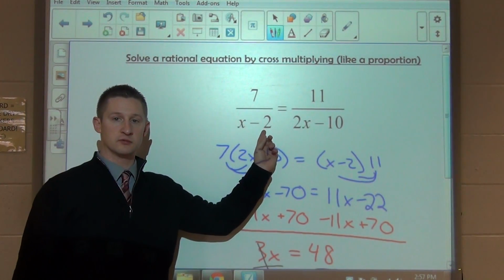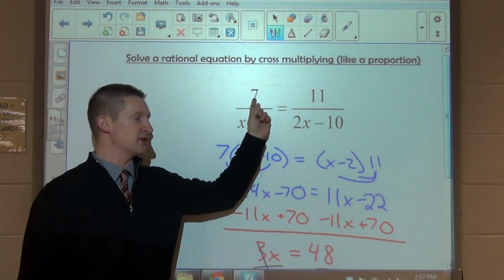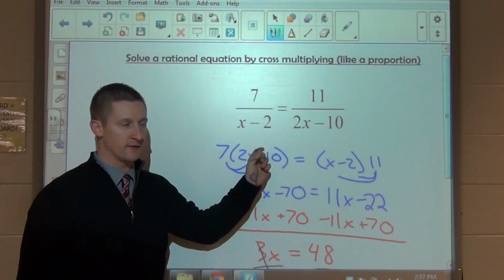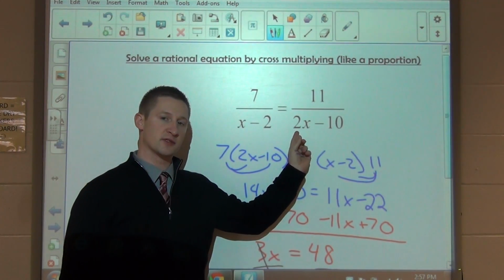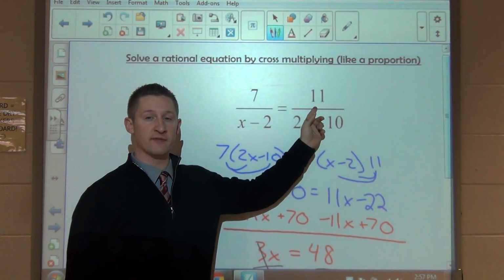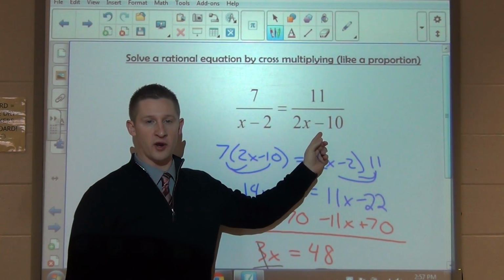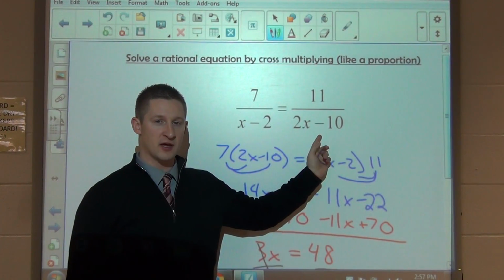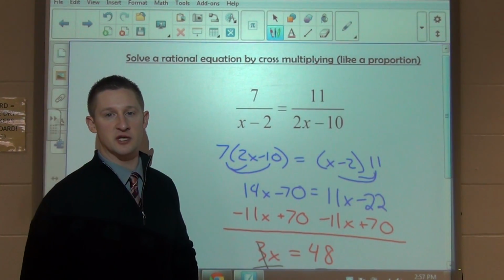16 minus 2 is 14. 7 divided by 14, that's 1/2. 16 times 2 here is 32. Minus 10 is 22. And 11 divided by 22 is also 1/2. 1/2 does equal 1/2. X equals 16 must be the correct answer.